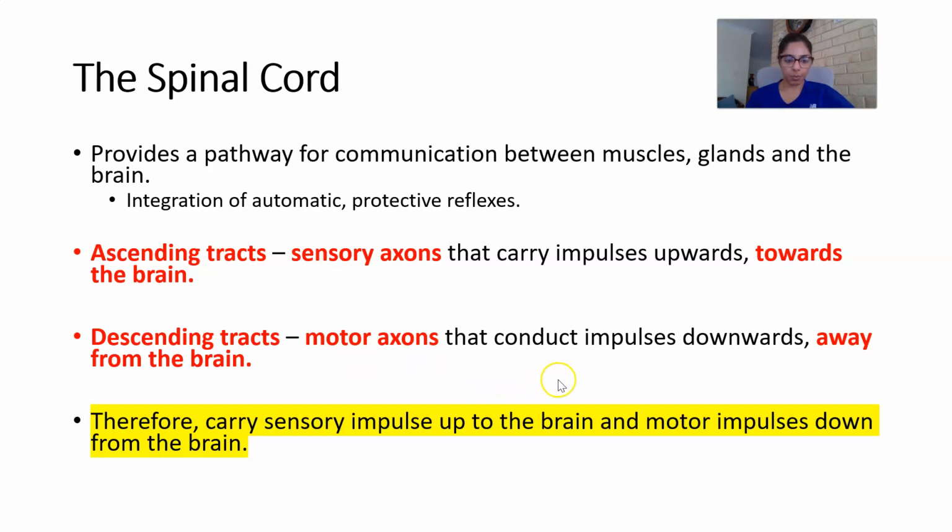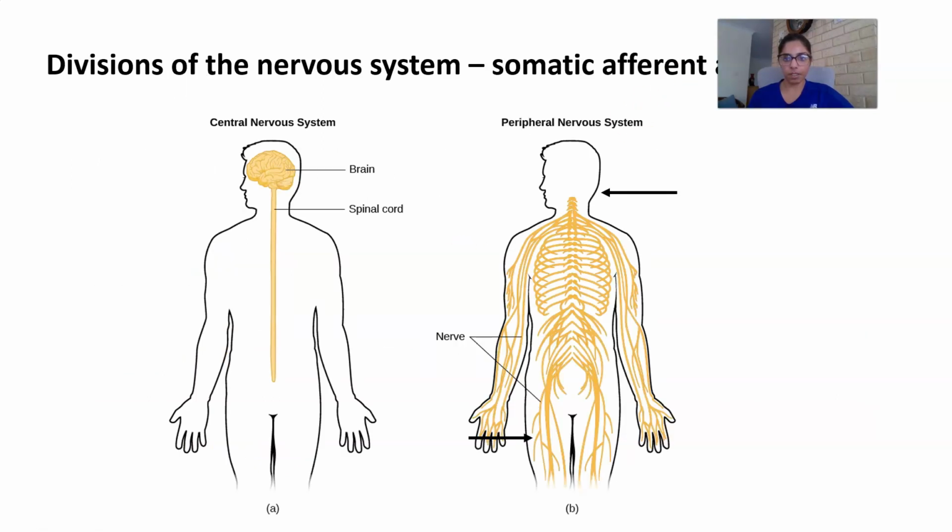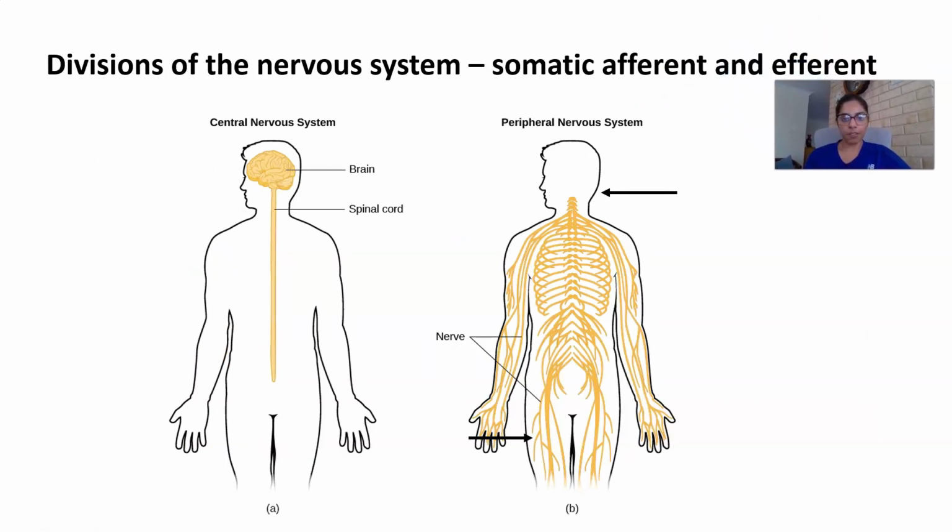So just to summarize what's going on here, sensory information goes in the ascending tract towards the brain. Descending tract carries efferent or motor axons away from the brain. So now that I've introduced those words, afferent, efferent, dorsal and ventral and ganglion, hopefully you're feeling more comfortable with those. And now we're going to add on just a couple of extra layers to that.